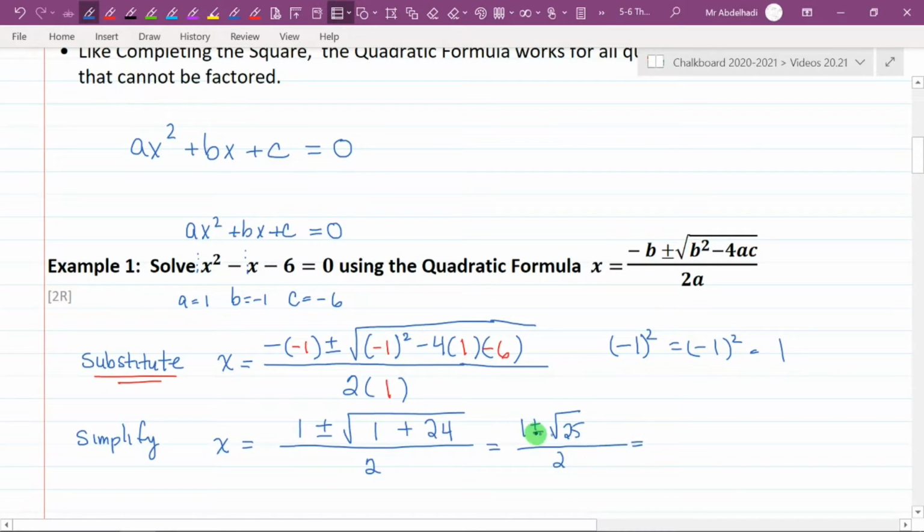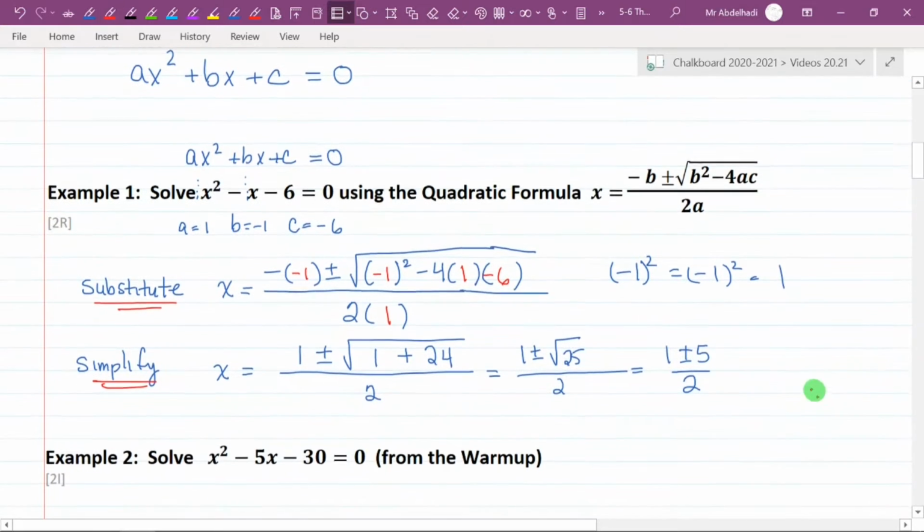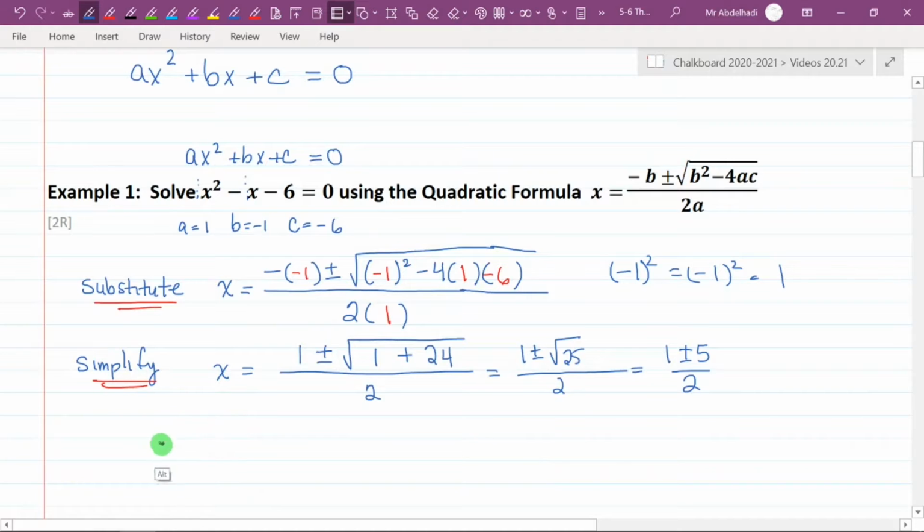And the square root of 25 in most countries is 5. So 1 plus or minus 5 over 2. And that's simplified. We can't simplify any further than that. The last step is split, okay? Because the plus and minus are two different answers, 1 plus 5 and 1 minus 5. So we're going to split this into two answers here.